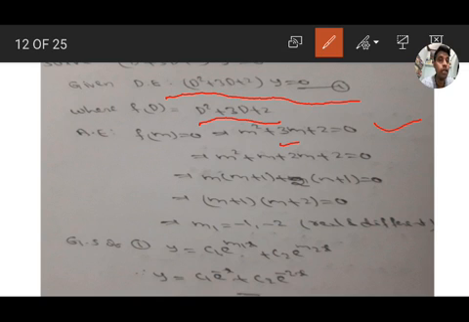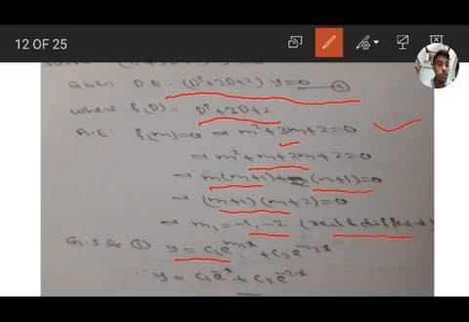3m can be written as m plus 2m: m square plus m plus 2m plus 2. So m is common, m plus 1, 2 is common, m plus 1. So m plus 1 is common: m plus 1 into m plus 2. Therefore m1 equal to minus 1, m2 equal to minus 2. So the roots are real and different.